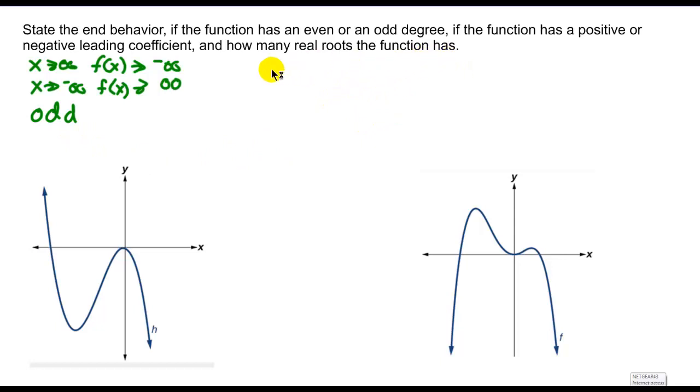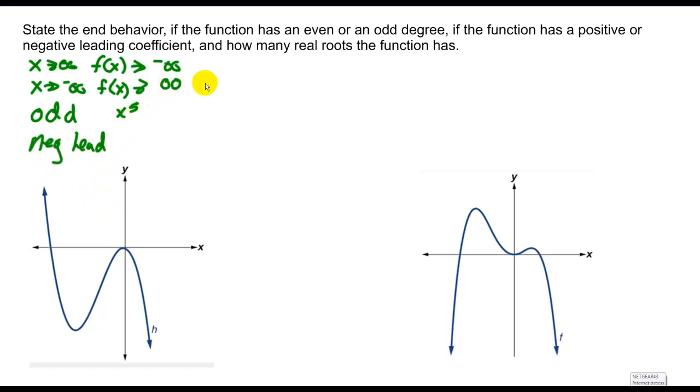If the function has a positive or negative leading coefficient, well, if this were an odd function, let's say it's to the 5th, then as I plug in a positive number, if the leading coefficient were positive, then I'd have a positive times a positive, it would go up. So as I plug in a positive number, since this goes down, we have to have a negative leading coefficient.